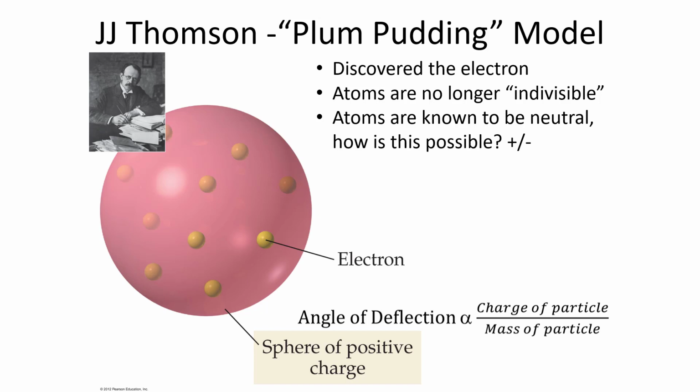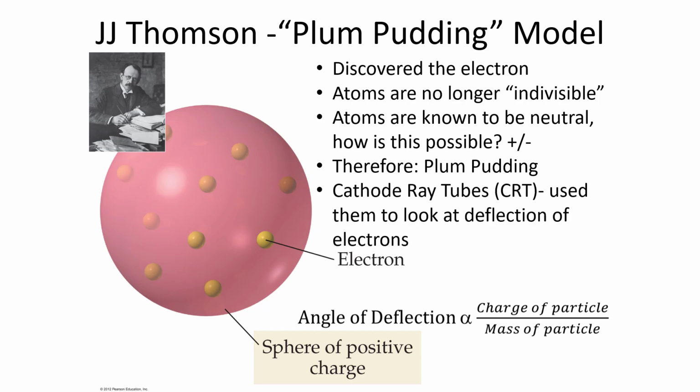The thing is, he knew that the electron was negative, but he also knew that atoms were known to be neutral. So how is it possible if we know electrons are negative? And so what he suggested was, oh, it must be this positive goo with electrons that are negative embedded within the goo. Because if you have a positive goo and negative particles all throughout, therefore it could very well be a neutral atom.